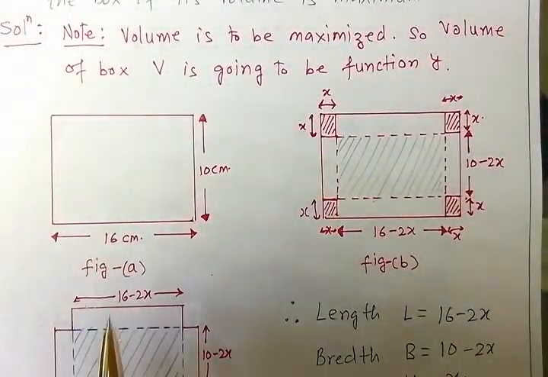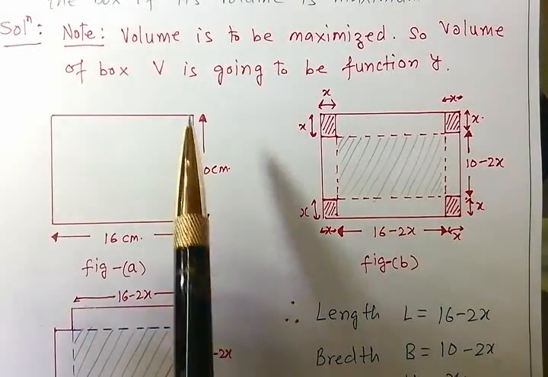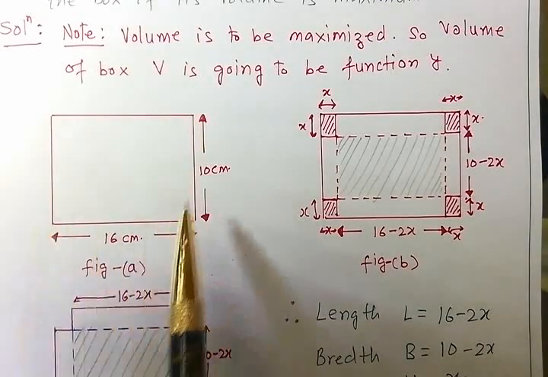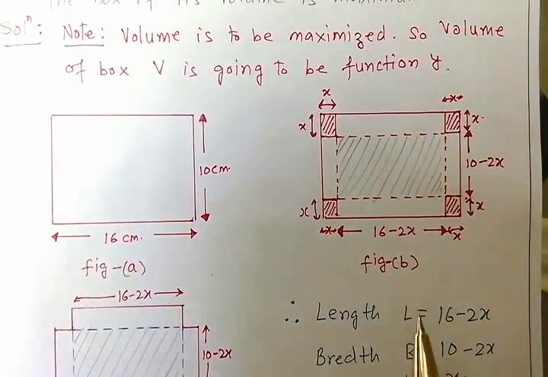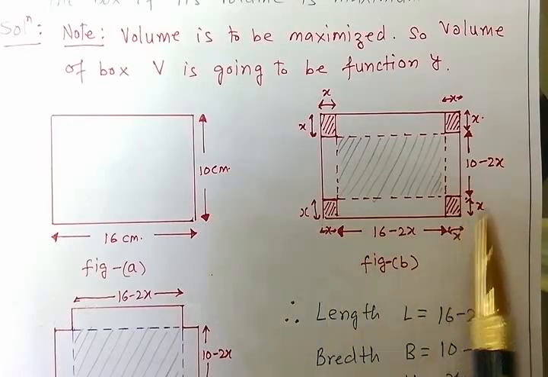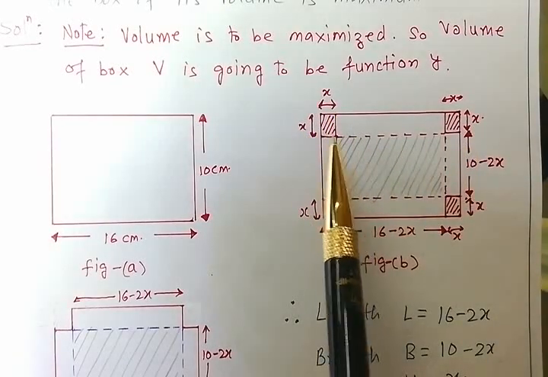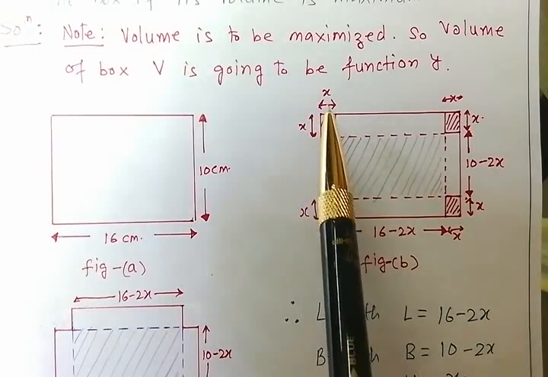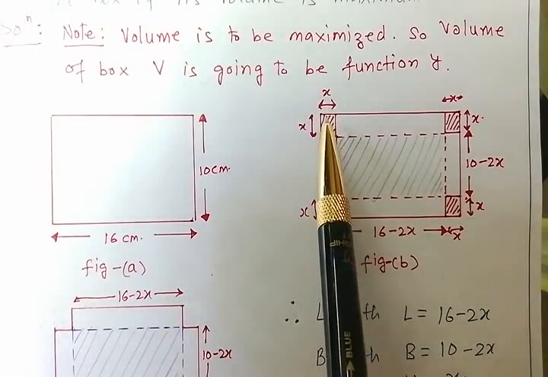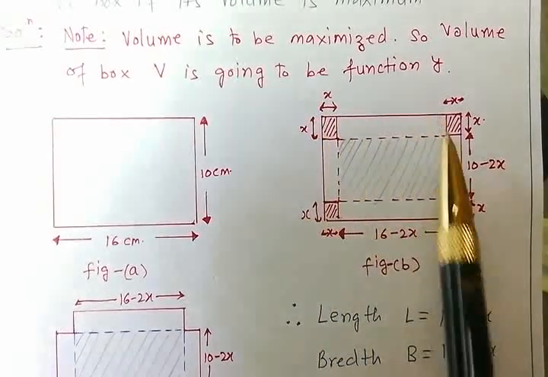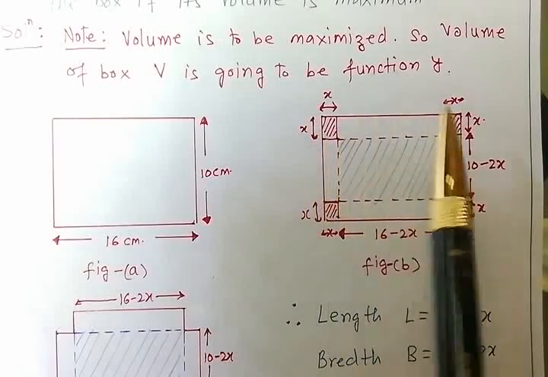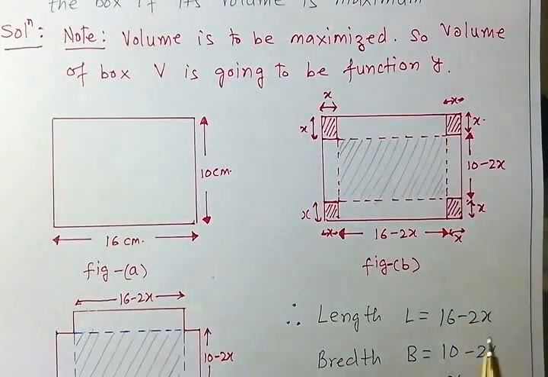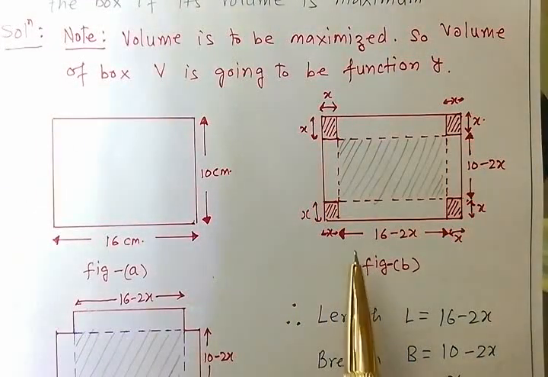This is the first figure, where 16 centimeter is the length and 10 centimeter is the width of the rectangular sheet. Look at the second figure. You can see that the 4 equal square portions are marked. Since it is a square, all sides are equal. So let the side be x. All sides will be x, and all 4 squares are the same. So the length and breadth of all 4 squares will be x only. So these 4 portions are removed.